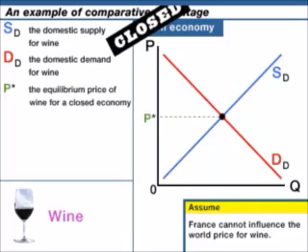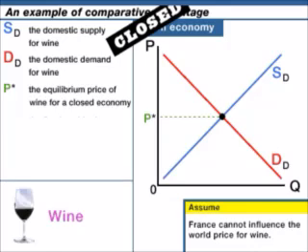Now, let's suppose, for the sake of our story, that the world price for wine is greater than this equilibrium for a closed economy. Let's put the world price for wine way up here, maybe $8 a bottle. At this world price for wine, we can draw in a dashed line that touches the demand curve and the supply curve, and we'll see how the French economy would respond to this opportunity to trade at this world price.